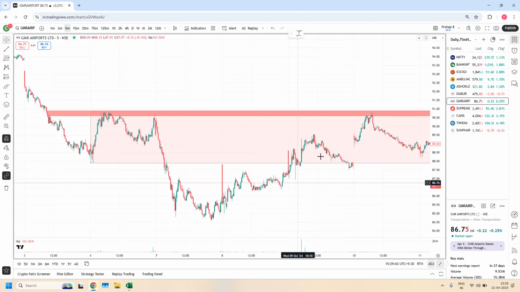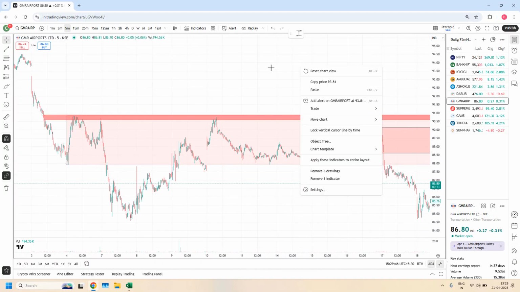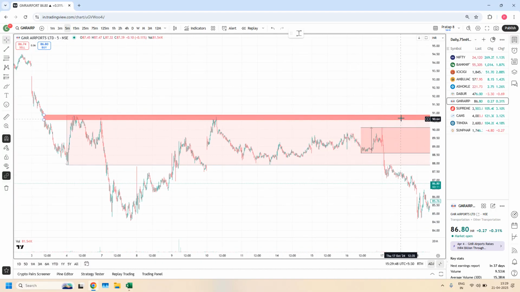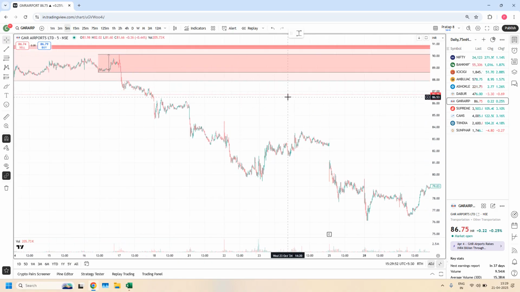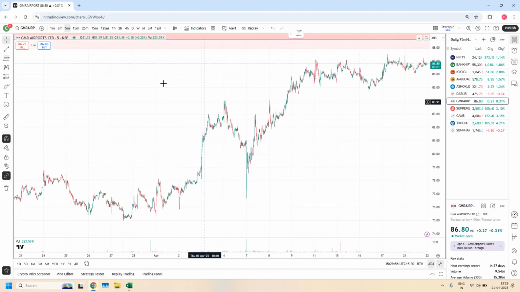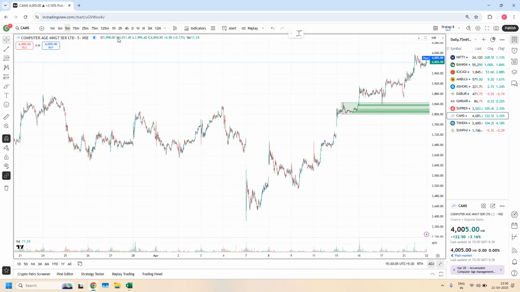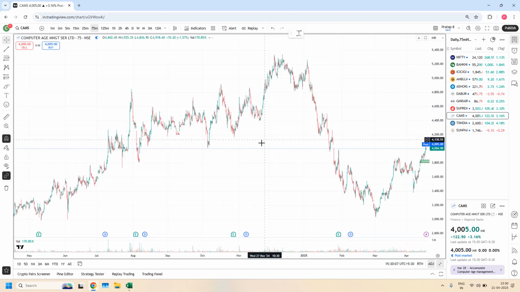Several times this zone is tested. So once this is violated, prices will reach and then we can plan a trade here. But anyway, today prices did not enter. We didn't get any trade opportunity. Supreme Industries we discussed. Next, CAMS. CAMS is a 75 minutes high liquidity demand zone.